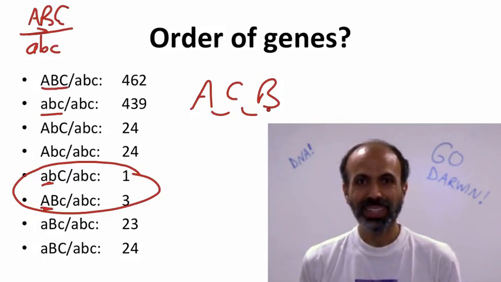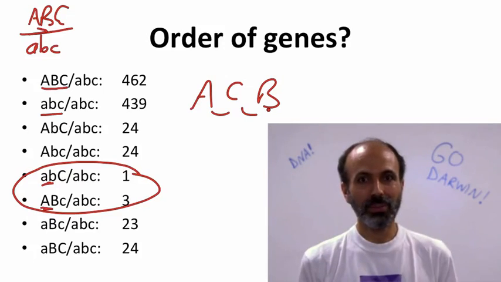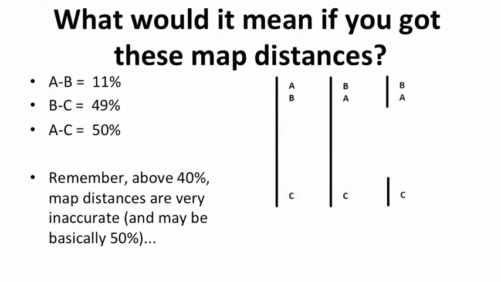So why don't you go ahead and give that a shot. See if you can calculate the distance between them, and you can look online to see if you got the right answer. Now let me ask this question. What would it mean if you got map distances like this? Let's say between A and B, you got 11% recombination. Between B and C, you got 49% recombination. Between A and C, you got 50% recombination.